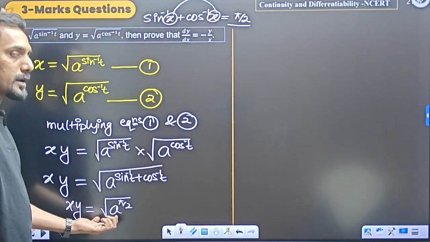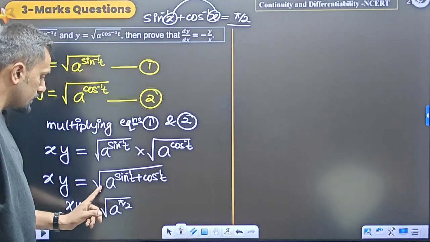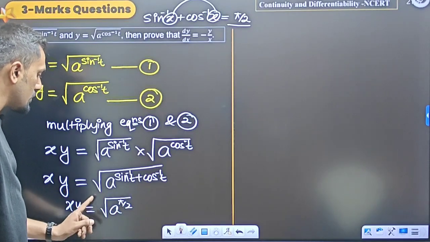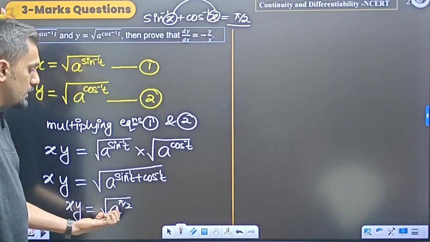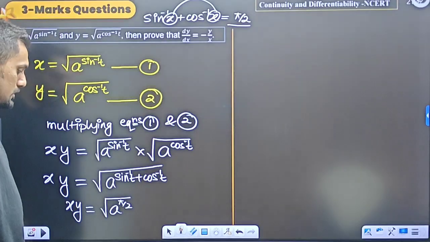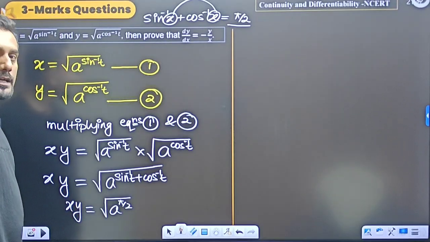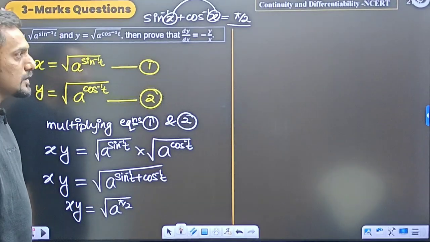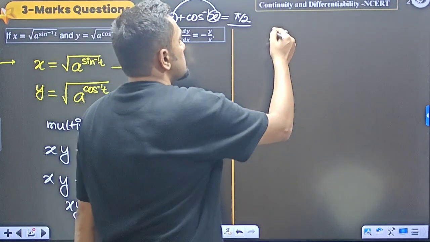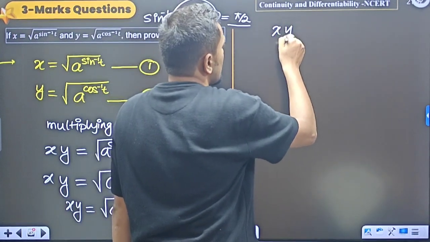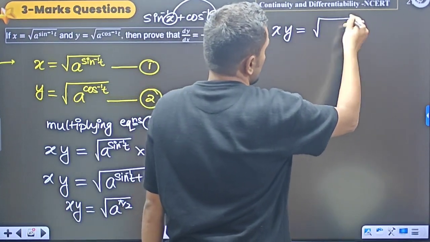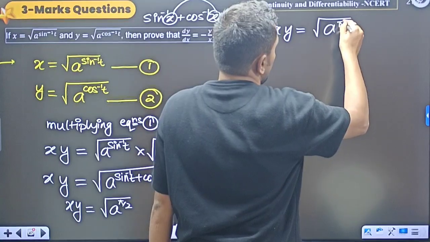Now we have to differentiate this. See, now on the RHS side everything becomes a constant. Derivative of a constant is 0. We can differentiate x into y by using the product rule, right? So let me rewrite this equation. x into y is equal to under the root of a raised to the power pi by 2.